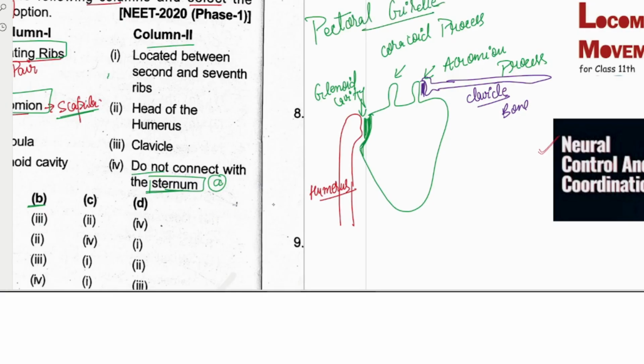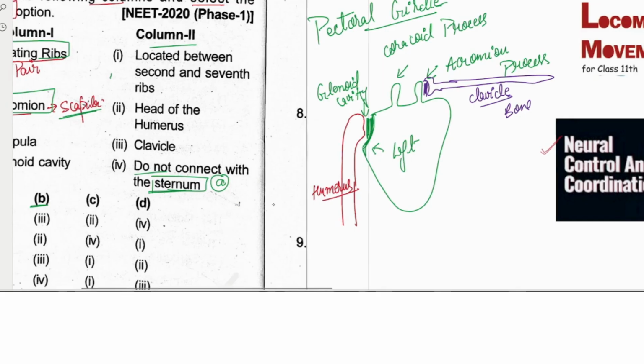If we consider the left side, in the left scapula, one side has the glenoid cavity and the other side has the clavicle. In the right scapula, the glenoid cavity would be on the right side and the clavicle bone attachment, meaning the acromion process, would be on the left side. I hope this is clear.